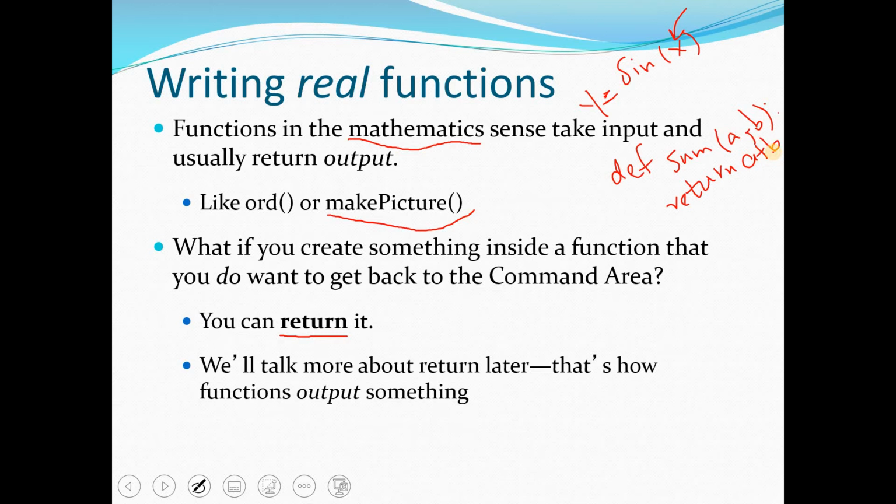Return should be the last line in the function. So whenever the function is to finish, the last line will be return. Return cannot come anywhere in the middle. Any line that comes after the return will generate an error. Okay.